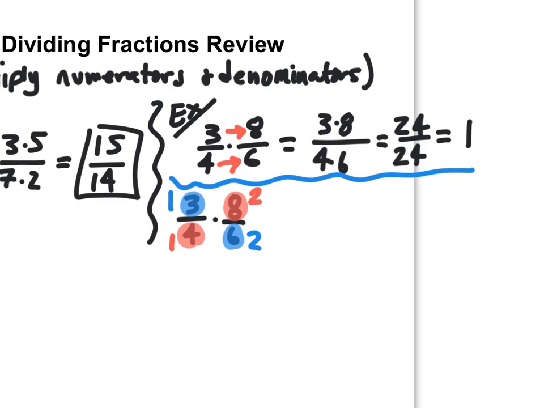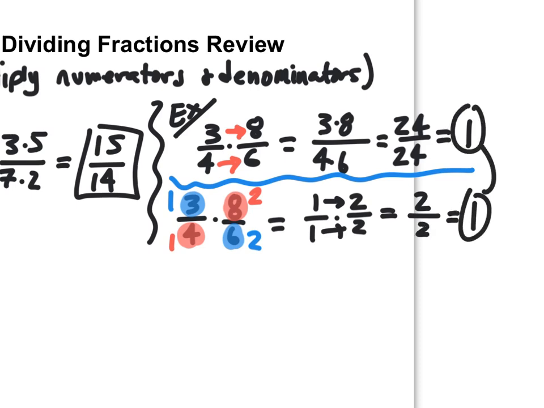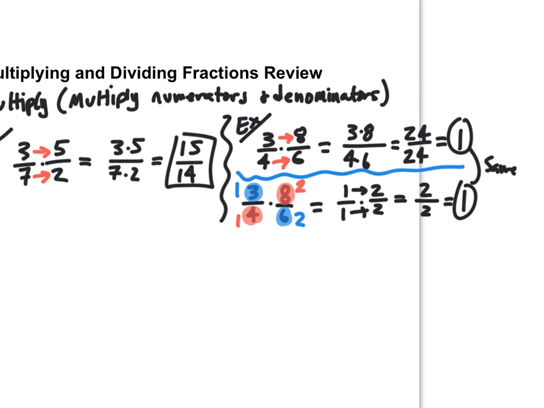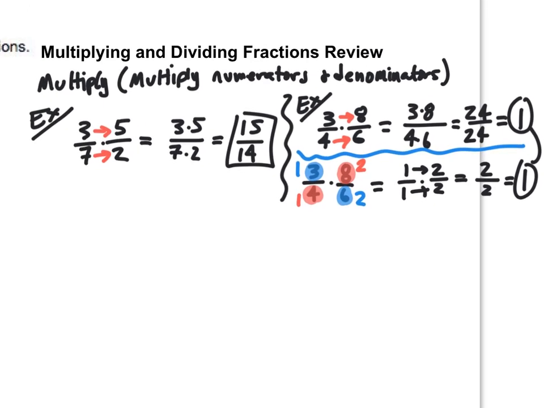So as a result, you get this equivalent statement of 1 over 1 times 2 over 2. All I've done is replace 8 over 4 with 2 over 1, and 3 over 6 with 1 over 2. If I multiply across, 1 times 1 is 1, and 1 times 2 is 2, so 1 times 2 gives me 2. 2 divided by 2 is also 1. So you get the same thing. Again, when you're multiplying and dividing fractions, I don't care what you do, I want you to get it right.